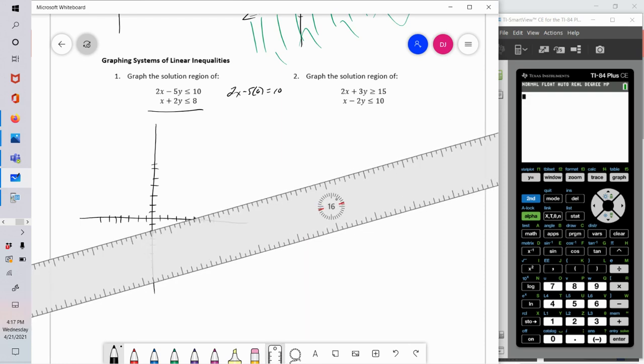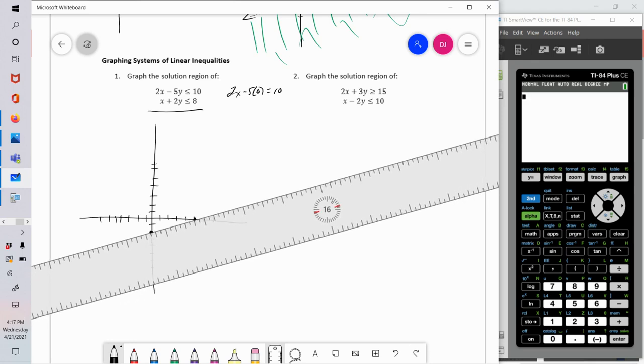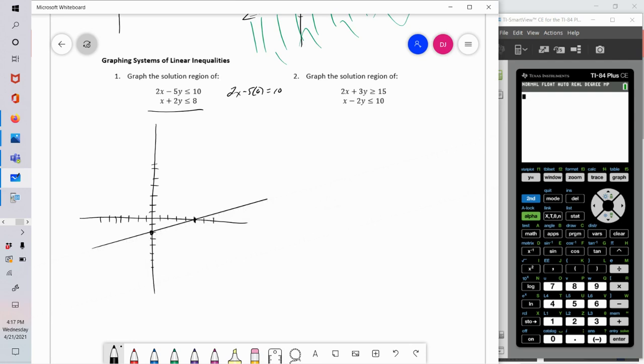And so here is that first line. I didn't say this out loud, but notice it's less than or equal to, so I'm going to include the line both times. This was 0, -2, and this was the point 5, 0. We always want to include those points.